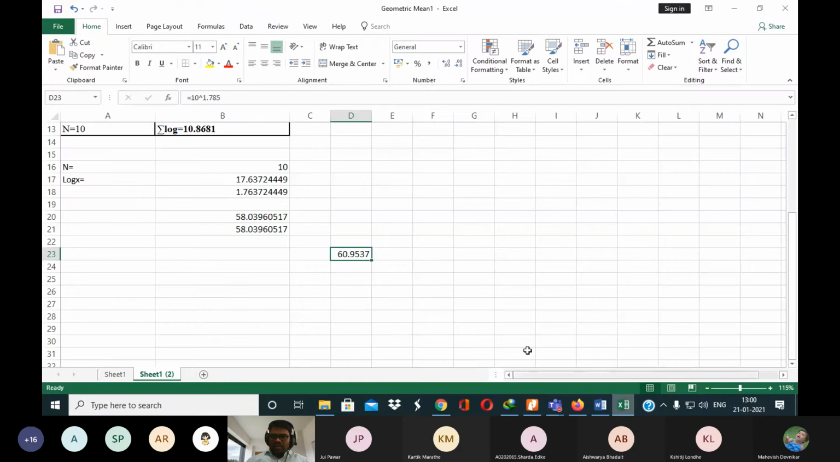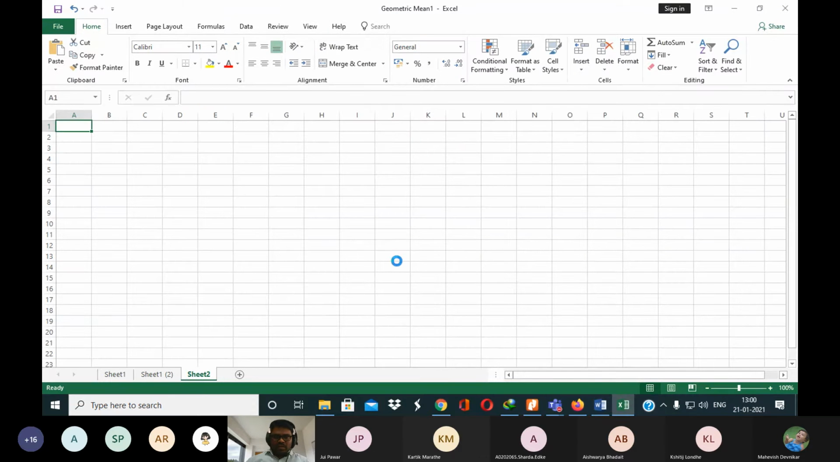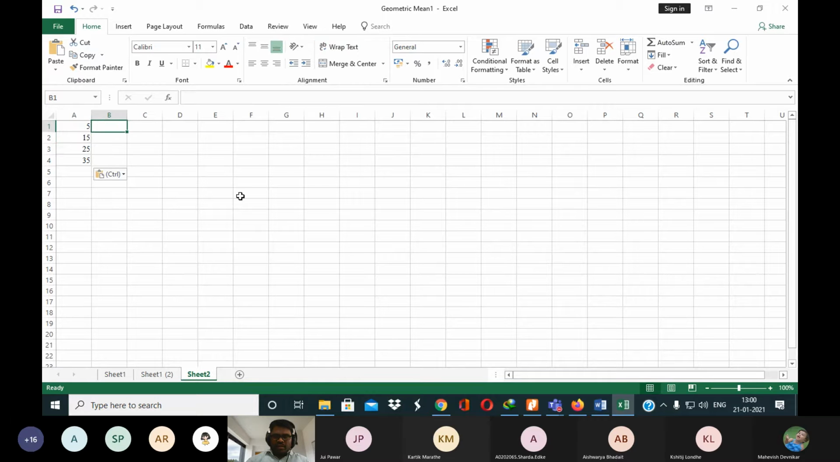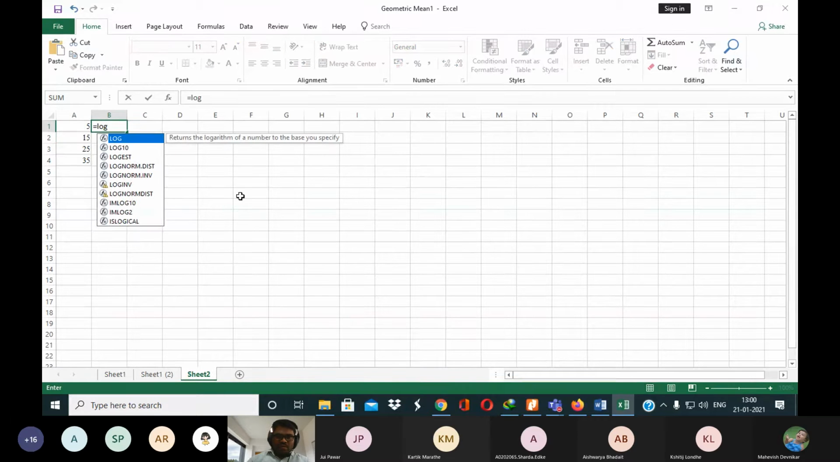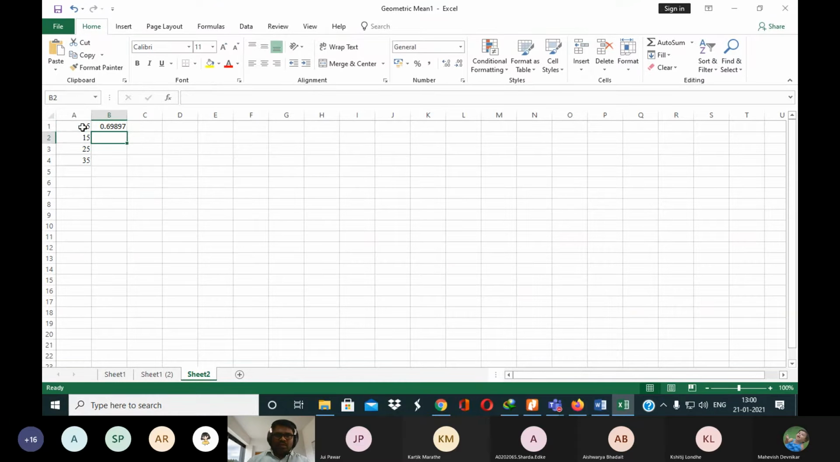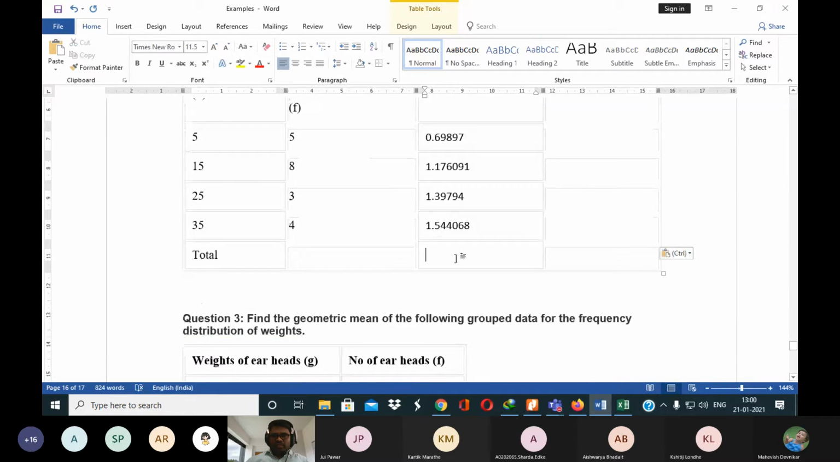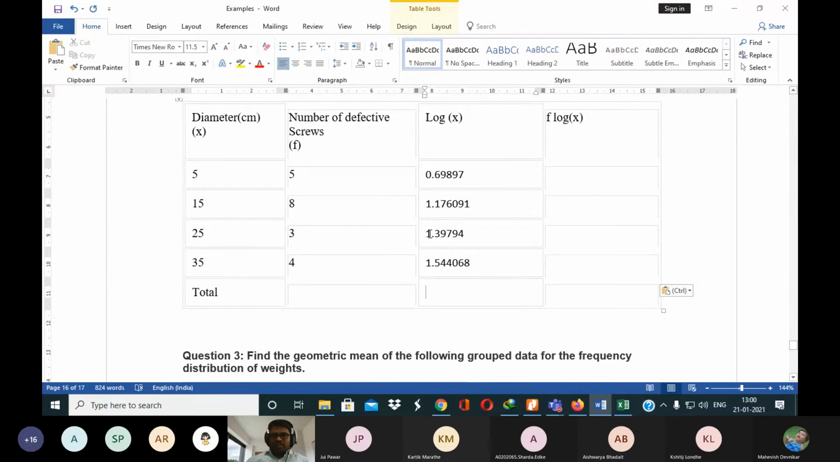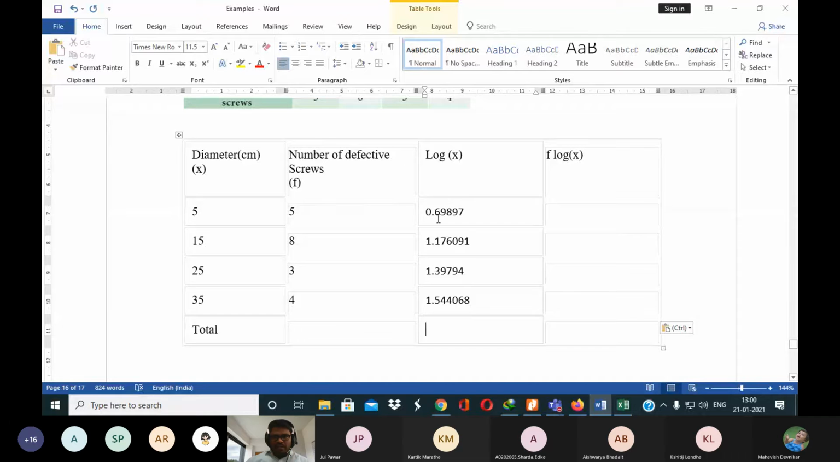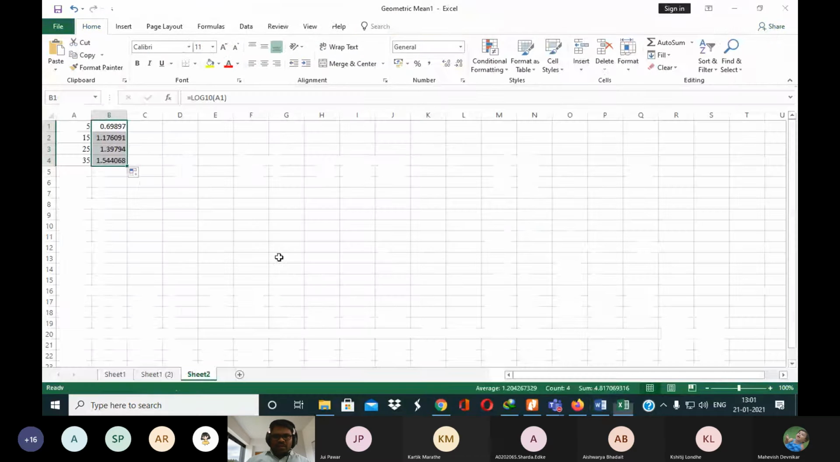Let's check in Excel. Okay, so I'm just copying the number here, and we need to find the log 10 of this number. Okay, so 0.69 like this. So I'm just copying the values. Okay, so these are the values. Now after that you need to multiply this log of x value with the frequency, because the data is given in the form of frequency. So you can calculate this like this.